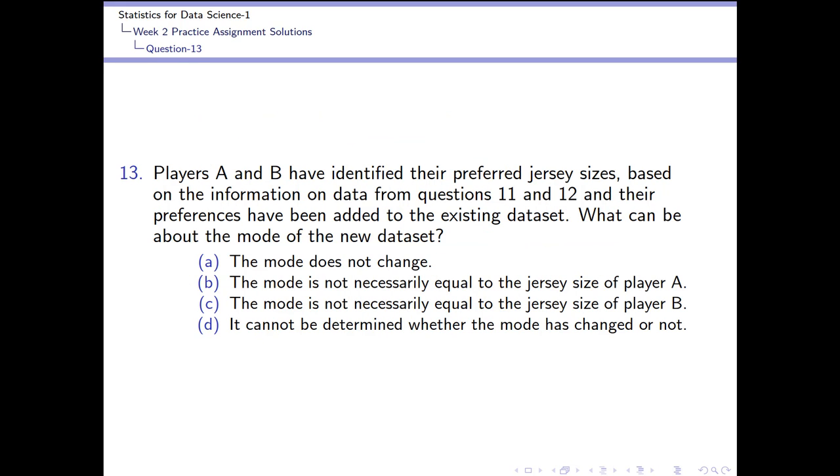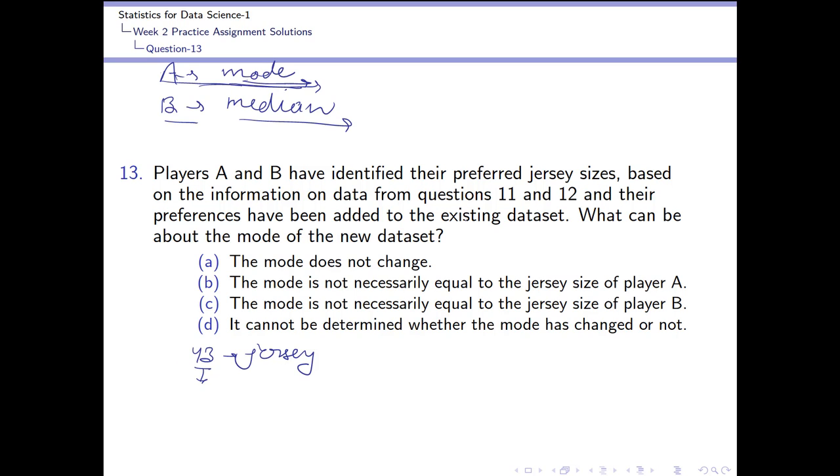Next question, 13th question. Players A and B have identified their preferred sizes based on the data from questions 11 and 12. That is, A has ordered the mode of jersey sizes and B has ordered the median of jersey sizes. Now we have to find whether the mode is changing or not. Earlier there were 43 jerseys and the data was given to be unimodal, that is, there was only one mode in the jersey sizes. So A has increased the count of the mode of all the jersey sizes.